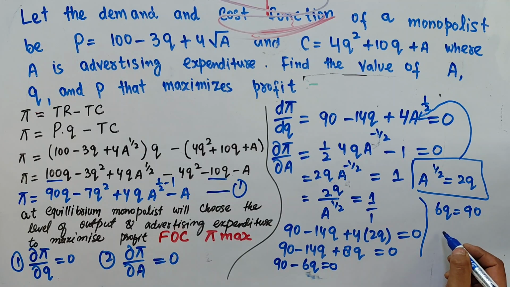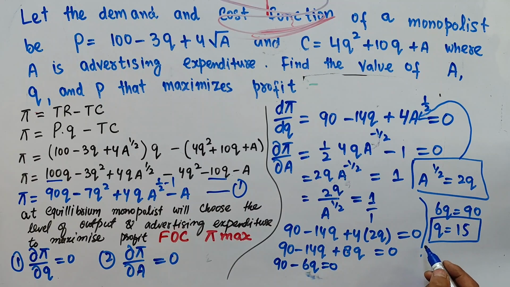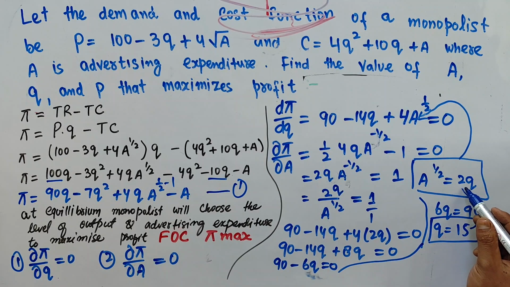So now we will get here 90 minus 6q is equal to 0, or 6q is equal to 90, dividing both sides by 6, q will be equal to 6 ones are 6, now 6 5s are 30. That means the level of output that the monopolist will produce will be equal to 15 units. Now what about the advertising expenditure? Simply plug q is equal to 15 in this equation.